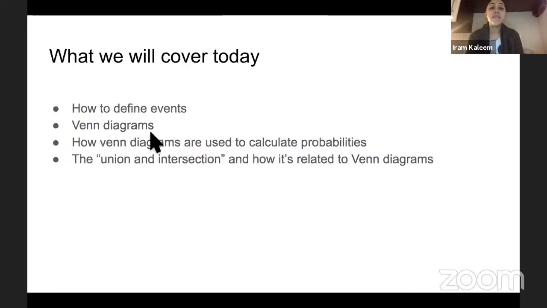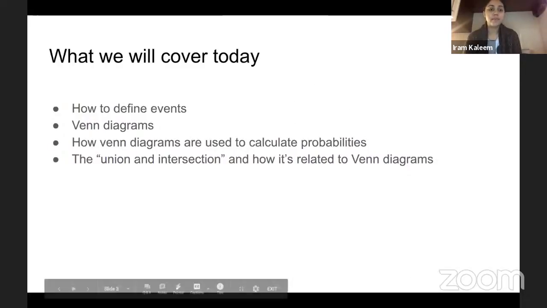We're also going to be looking at Venn diagrams and how Venn diagrams are used in probability. Lastly, we'll be looking at the terms union and intersection and how they're related to Venn diagrams. But don't worry if not a lot of this makes sense right now. We'll be going through it at some point together.